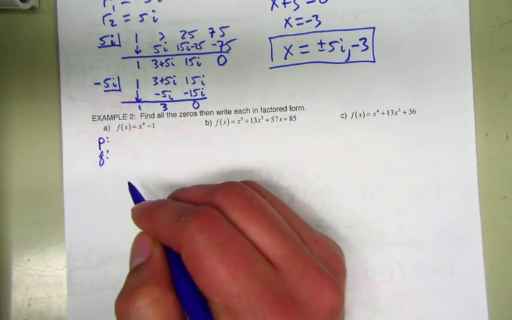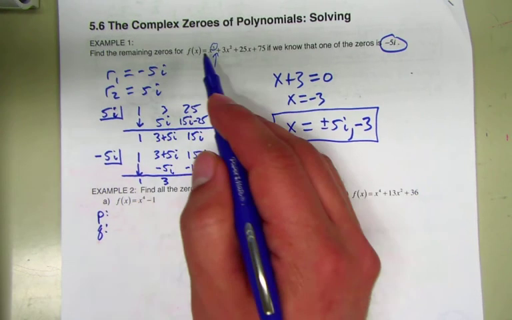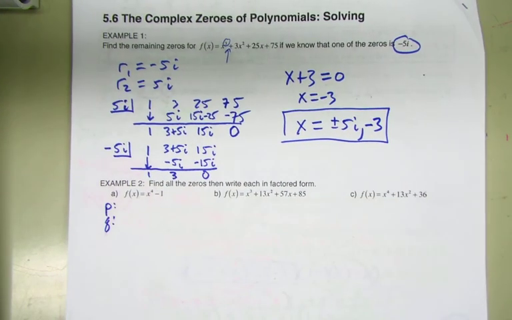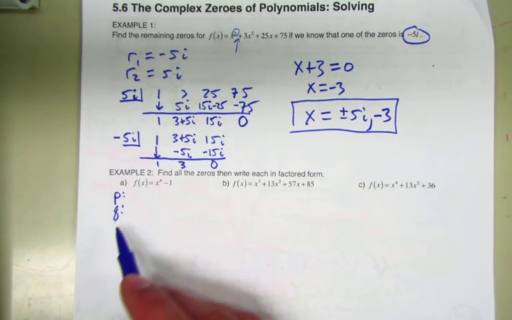Let's do the P's and Q's. So this is putting it all together now. Sometimes you will be given one of the zeros, and that's the easier problem because you can just plug that in, divide, and then keep going. When you don't have anything, you're going to start with your P's and Q's. So this is what I would need to see.